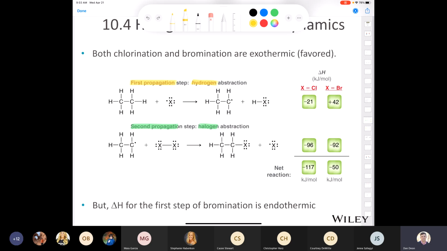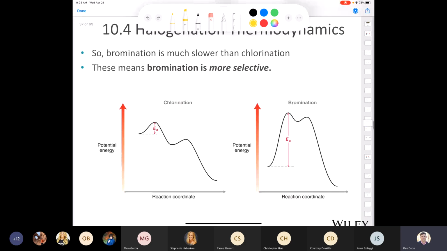The activation energy is going to be too high for it to be helpful. Since the overall process is exothermic, there is actually an advantage to bromination over chlorination. Let me show you what that advantage is and why we have that advantage.